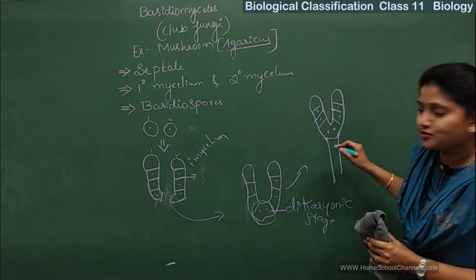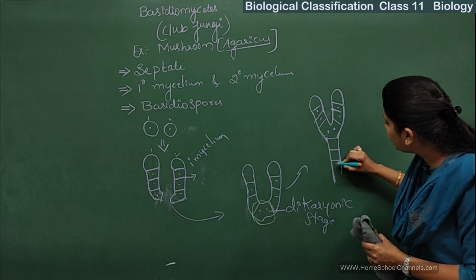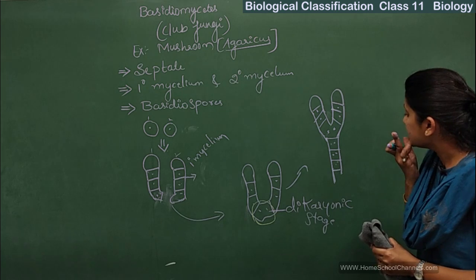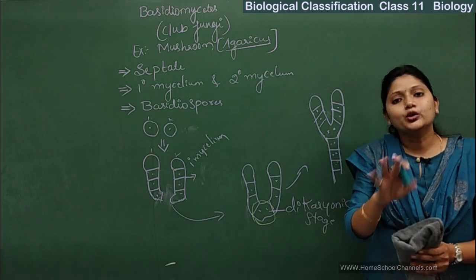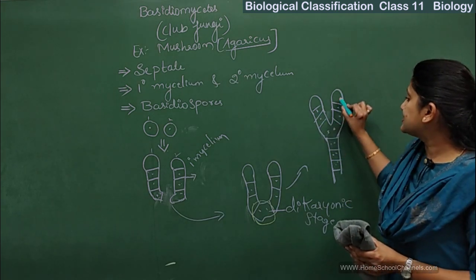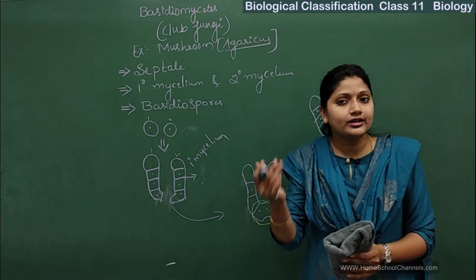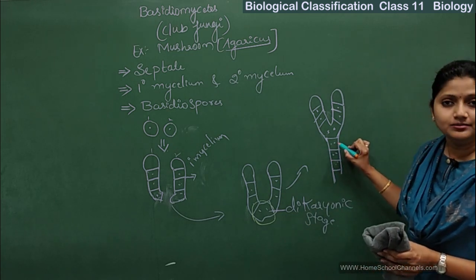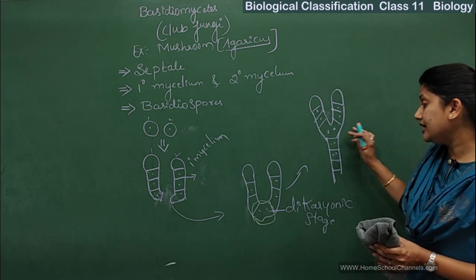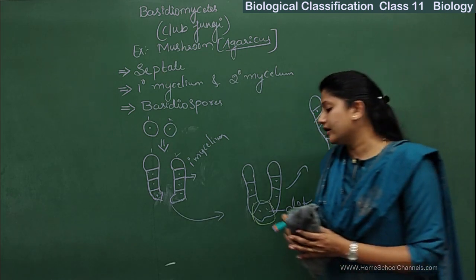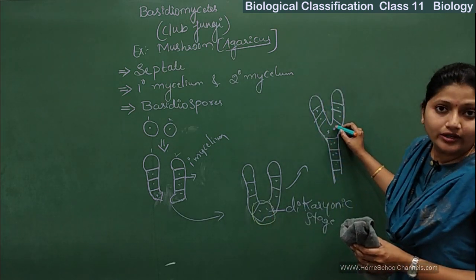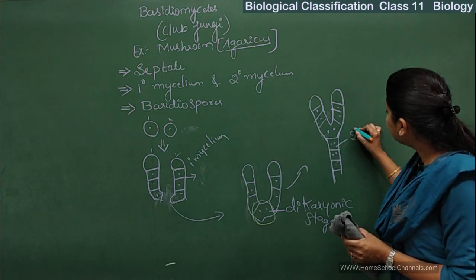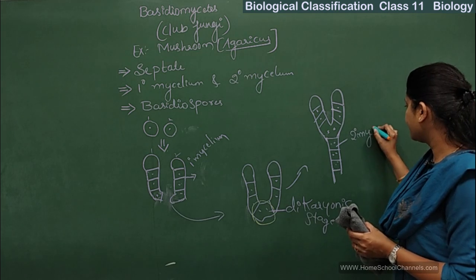So, when it is growing, all the segments will be dikaryonic only. That is, each segment will have two nuclei. Previously this part had single nuclei, and we call it primary mycelium. Here, each segment has two nuclei, which is the dikaryonic state, and this represents the secondary mycelium.